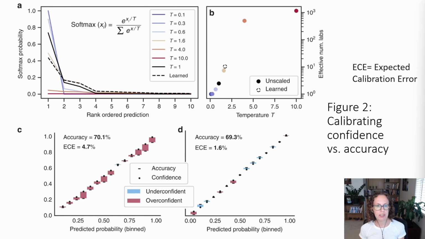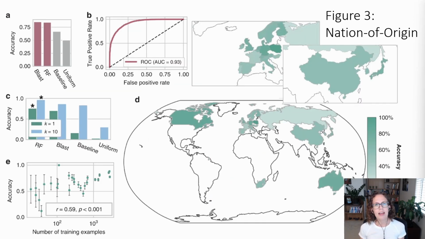And so figure 2C shows the model before they calibrate it, and it's overconfident. They have indicated accuracy with a dash and confidence with a dot, and the dots are almost all above the dashes. And then figure 2D shows the model after they have used the temperature parameter to adjust it, and now the dashes and dots are much closer together.